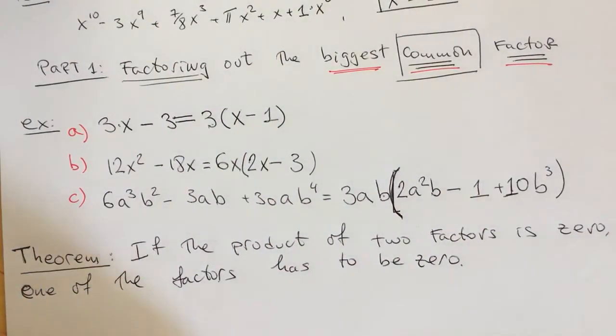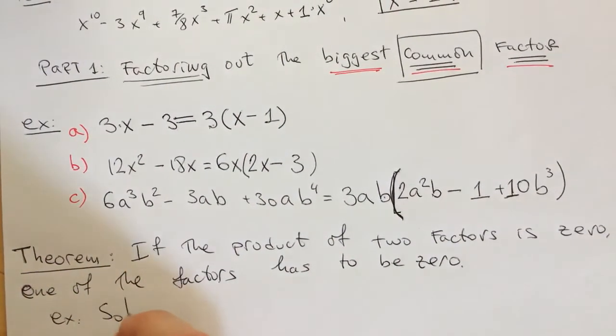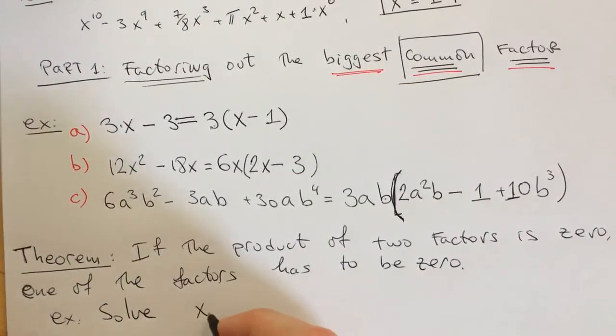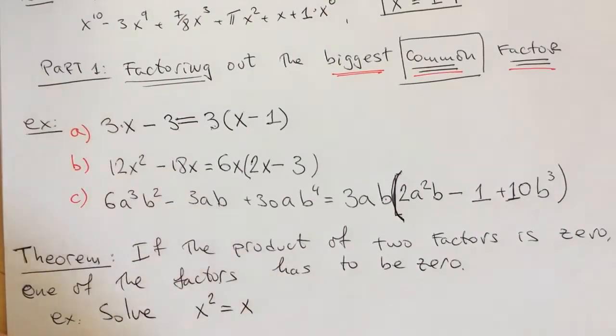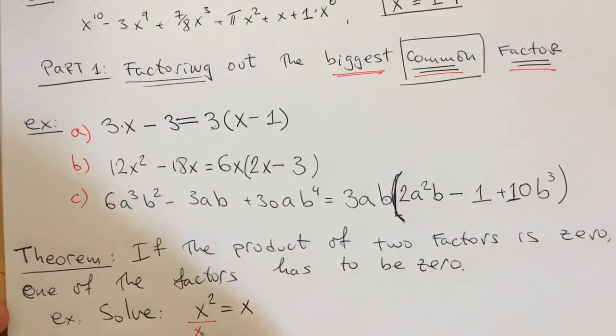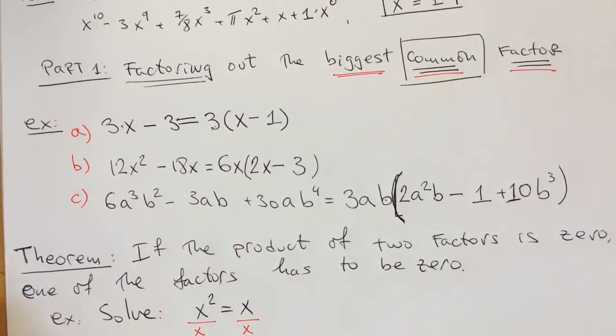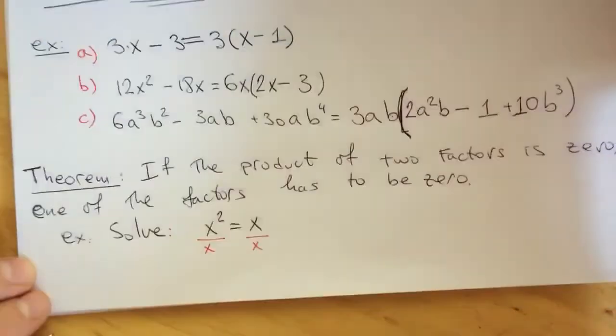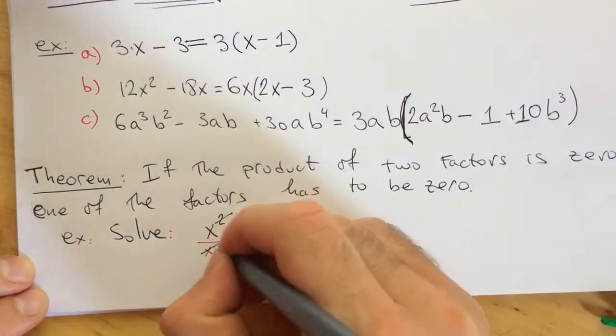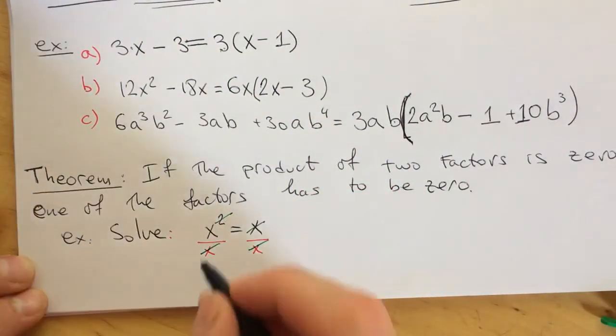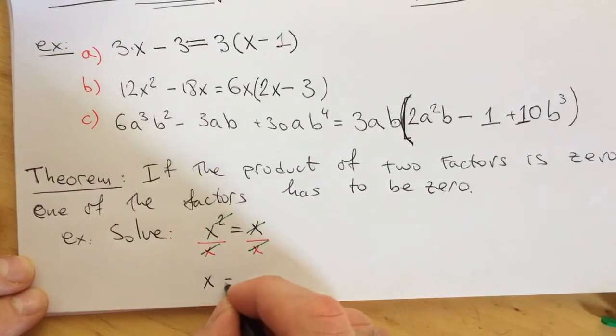Okay, so for example, if I ask you to solve this equation, x squared is equal to x. Okay, how are you going to solve this equation? Okay, so I will show you how you should not solve this equation. If you have this equation and you say, okay, so now I can divide both sides by x, right? Divide both sides by x. You cancel x squared with x, you cancel x and x, and what do you get on this side? X squared divided by x is just x, x divided by x is 1.